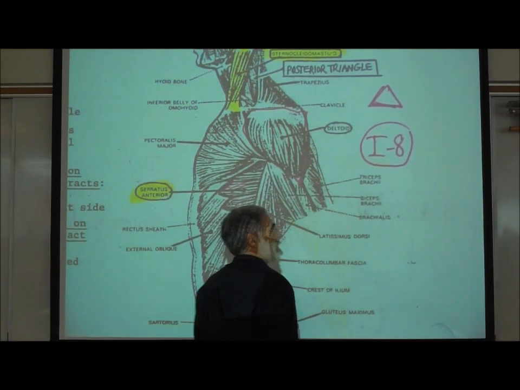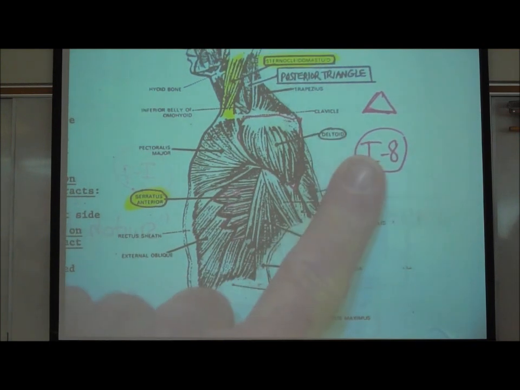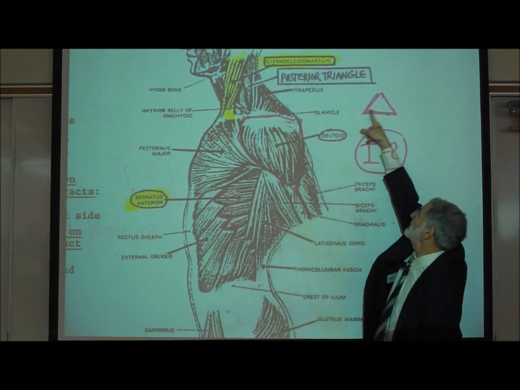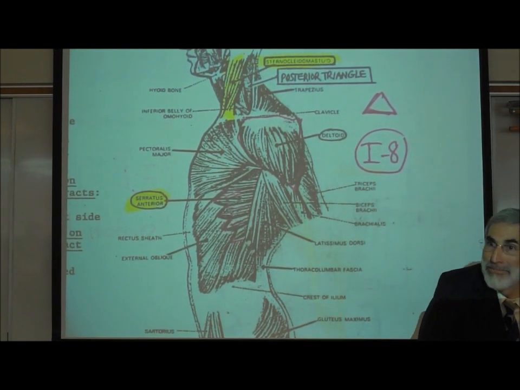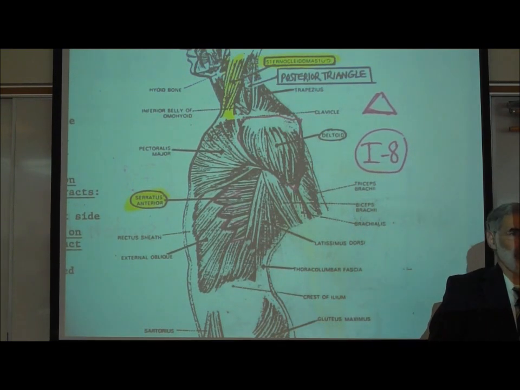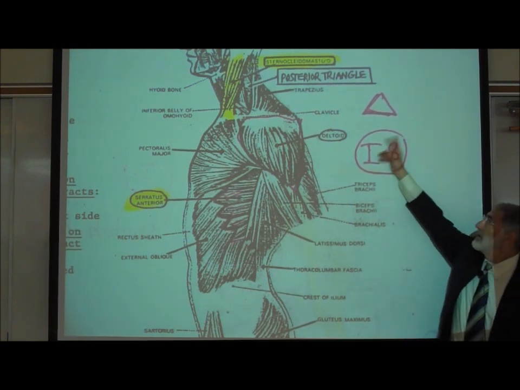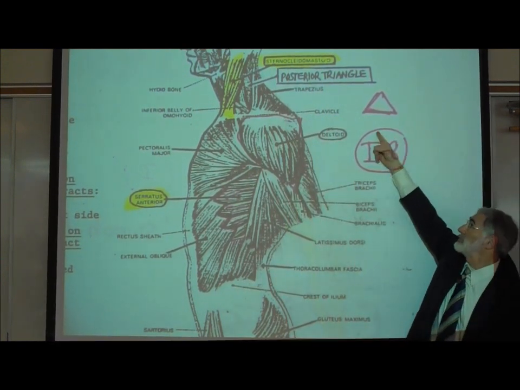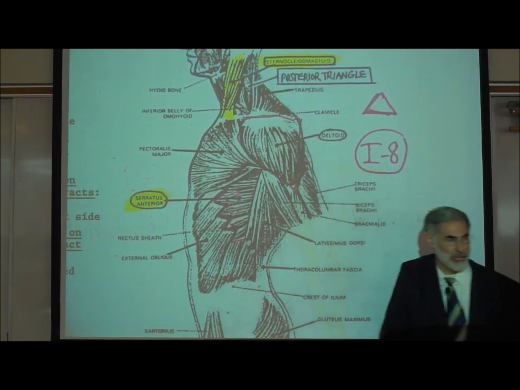It gets the name deltoid because it reminds anatomists of the letter of the Greek alphabet called the delta. That's a delta sign. It's interesting that in Greek and in Hebrew, you actually have alpha, beta, gamma, delta, and in Hebrew it's aleph, bet, gimel, dalet. Same sounds. But anyhow, the delta letter looks like a triangle. It reminded them of a triangle.